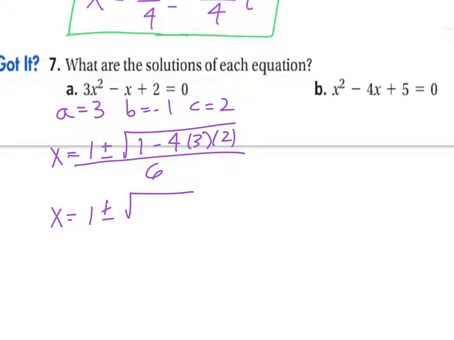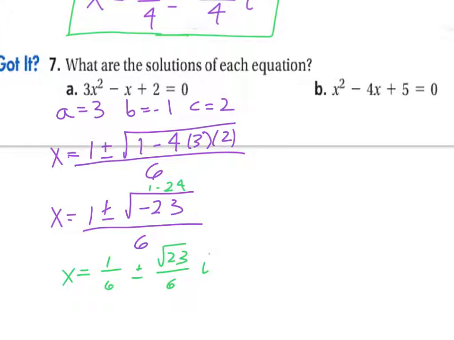So this would be 1 minus 4 times 3 is 12, times 2 is 24, so 1 minus 24, we're talking negative 23. That's how we got that. And like I already said, the denominator is 6. Again, not much we can really do here, which is actually kind of nice. You've got 1 over 6 plus or minus the square root of 23 over 6 i.